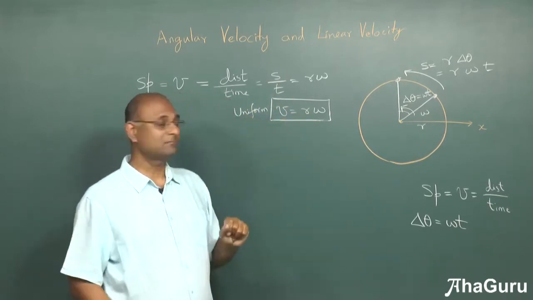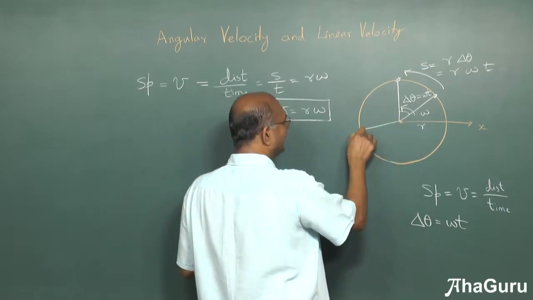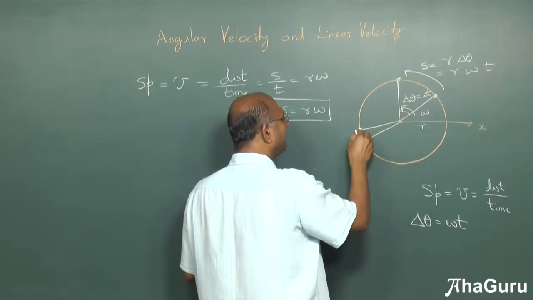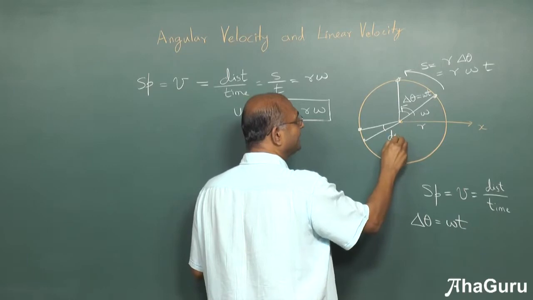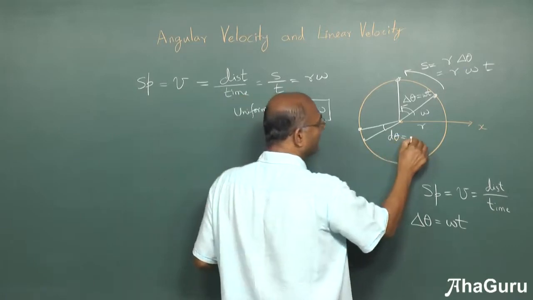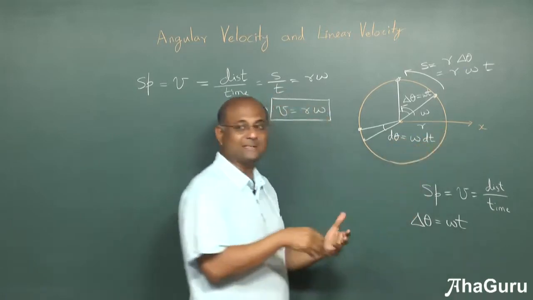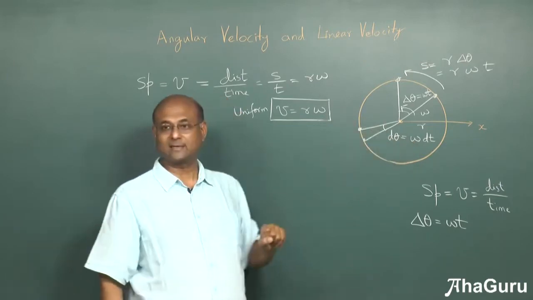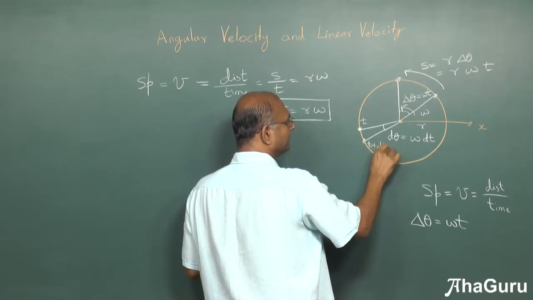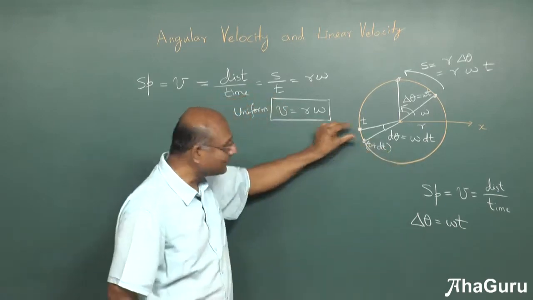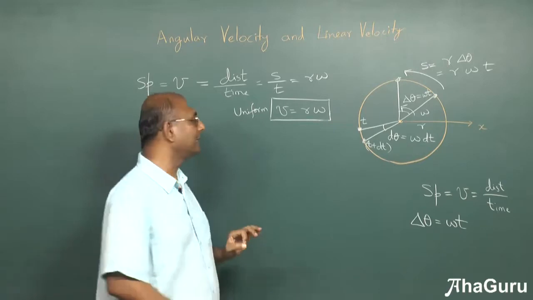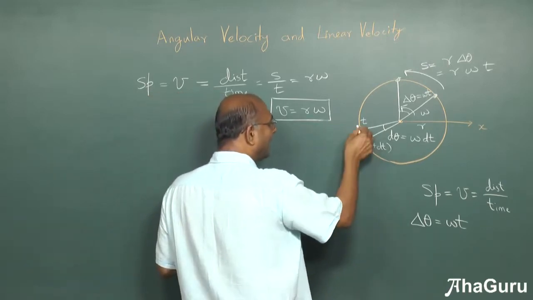Will the formula change? Let us think. Suppose I started here, instead of starting there, and I'm going to move by a very small angle. So this angle I will call d theta. Instead of delta theta, now I'm going to call it d theta. What is d theta? It should be omega dt, because omega is changing. This is omega at this instant. So this is where the object is at t. This is t plus dt. So how much time interval has it traveled for? Dt seconds. So in dt seconds, how much angle would it have covered? Omega dt.